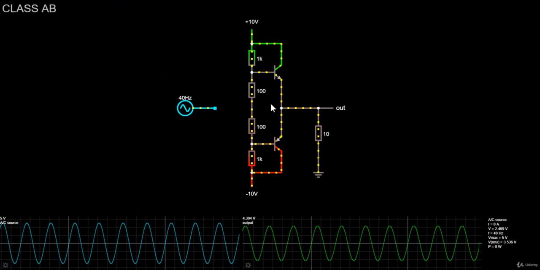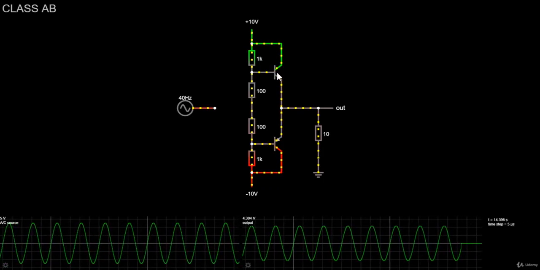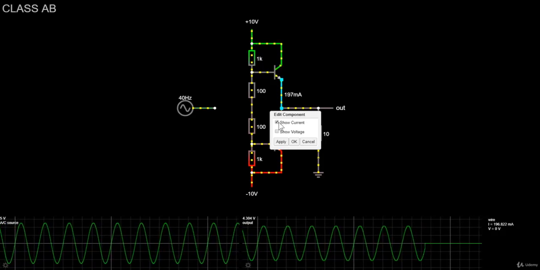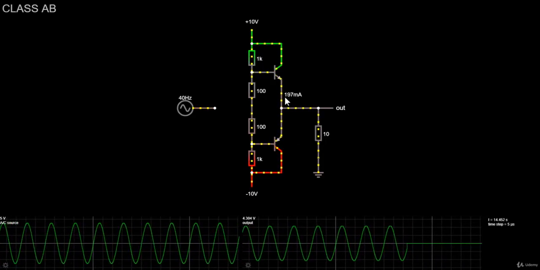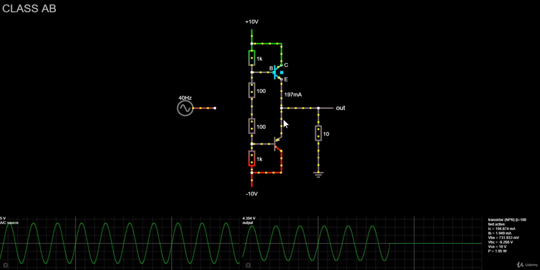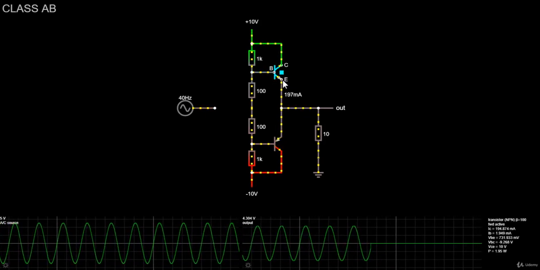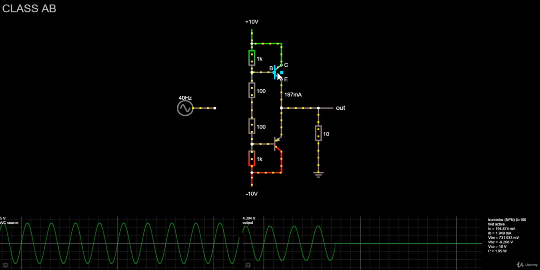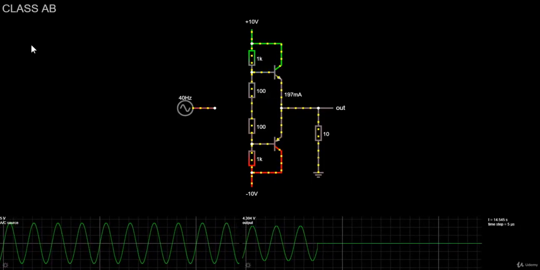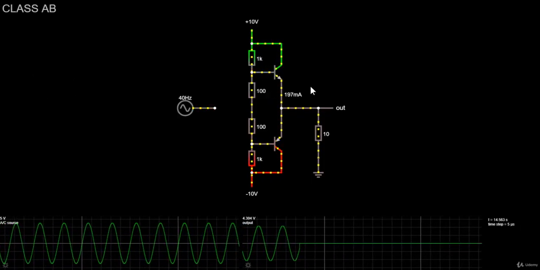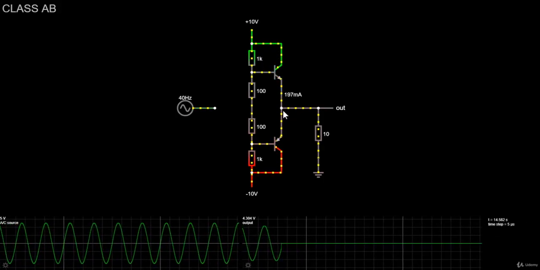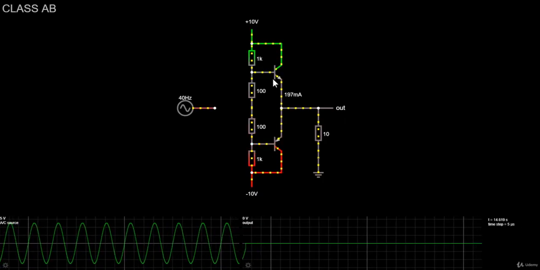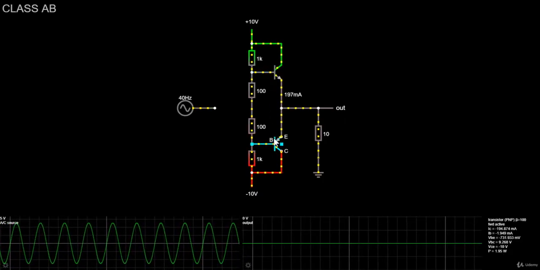Now, even without input signal, both transistors will conduct a small amount of current. Let's check. Without input signal, there's 197 milliamps passing through the transistor. This means that the transistor dissipates a constant power of 2 watts. That's already way better than the 35 watts of power dissipation that we have seen in the previous course. This constant power dissipation is achieved by pre-biasing the two transistors in the amplifier's output stage.